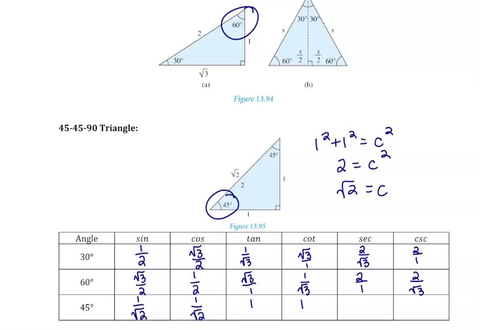So the reciprocal of 1 is still 1. The reciprocal of cosine gives a secant, and that's just square root of 2, or square root of 2 over 1. And cosecant is also square root of 2, or square root of 2 over 1.